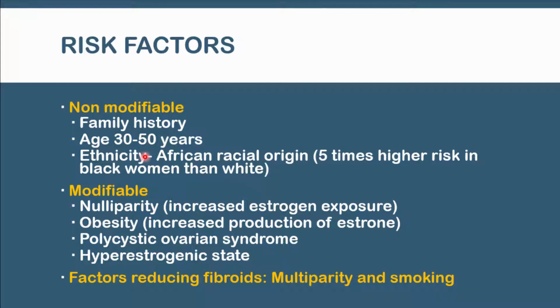Now, on the modifiable risk factors, things like nulliparity, as I already explained to you, which may increase the estrogen exposure, obesity, which is going to increase the production of estrone, which is a form of estrogen. Then polycystic ovarian syndrome is also going to be associated with these imbalances in estrogen. And you also have other hyperestrogenic states, which could be through exogenous estrogen intake, or even other tumors that could be producing estrogen could drive the production of fibroids.